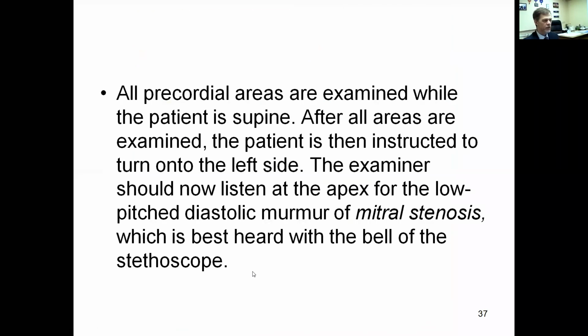So all precordial areas are examined while the patient is supine. After all areas are examined, the patient is then instructed to turn onto the left side. The examiner should now listen at the apex for the low-pitch diastolic murmurs of mitral stenosis, which are best heard with the bell of the stethoscope. This is details. For example, on the left side we can find mitral stenosis murmurs. I'll explain later what it means.